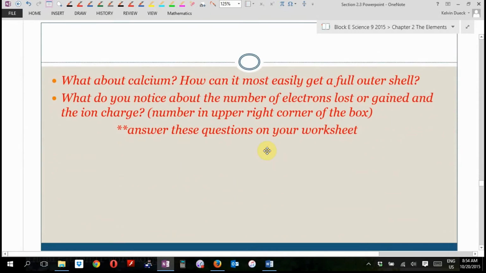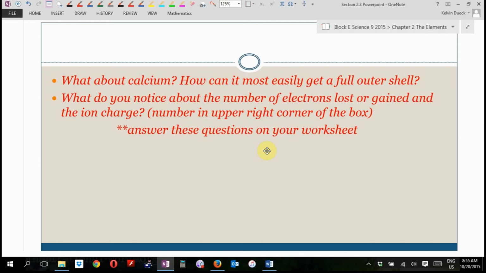What about calcium? Go find calcium on your periodic table. See where it is? How far over from the left is it? I'm going to ask you the same question. I want the same answer. I'm just going to phrase the question differently. How many electrons are there in its valence shell?